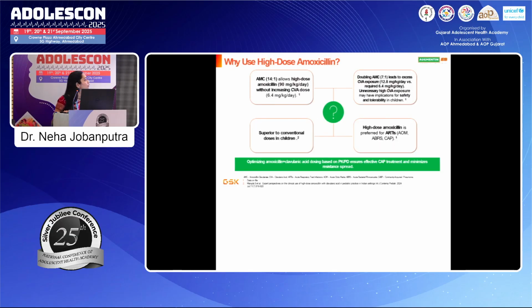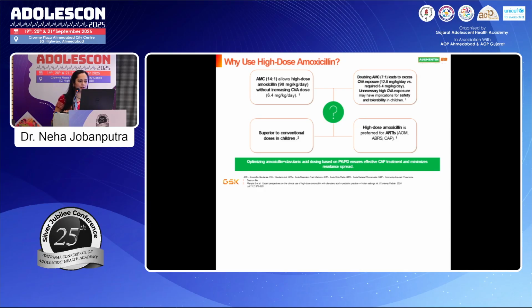So what is this high dose amoxicillin? High dose amoxicillin is actually a higher dose of amoxicillin without increasing the proportionate dose of clavulanate, that is 14:1 of AMC. It gives us high dose amoxicillin of 90 mg per kg per day without the clavulanate dose being increased, that is 6.4 mg per kg per day.